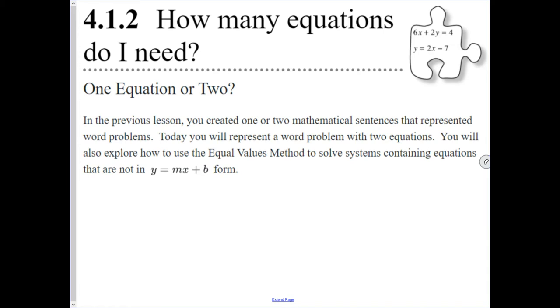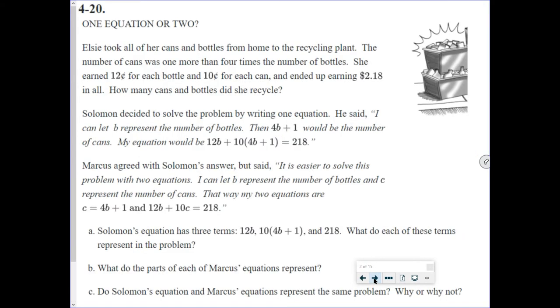So we're continuing the process we started this week, and this is the next problem. Problem 420, one equation or two. Elsie took all of her cans and bottles from home to the recycling plant. The number of cans was one more than 4 times the number of bottles. She earned 12 cents for each bottle and 10 cents for each can, and ended up earning $2.18 in all. How many cans and bottles did she recycle?